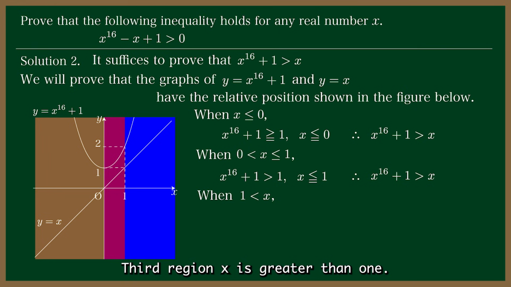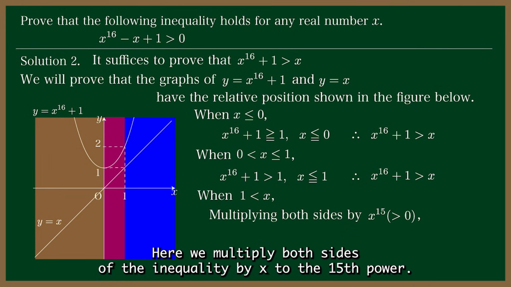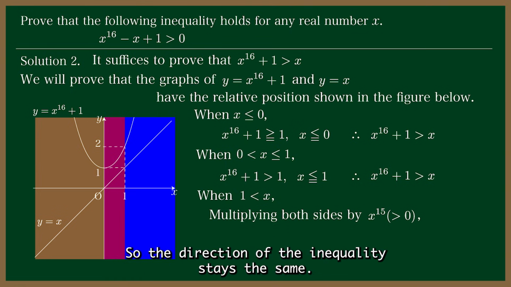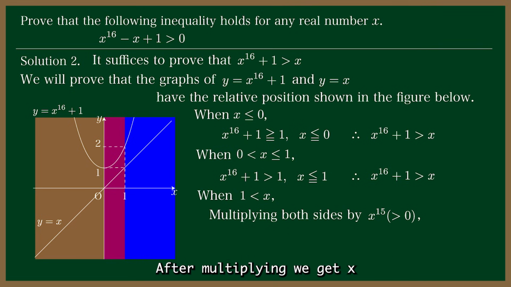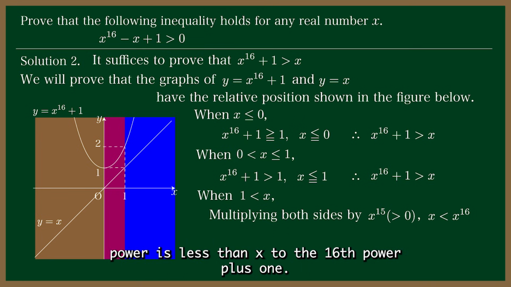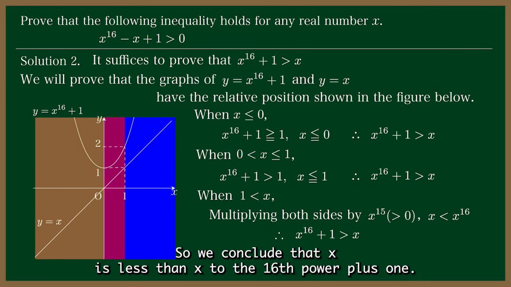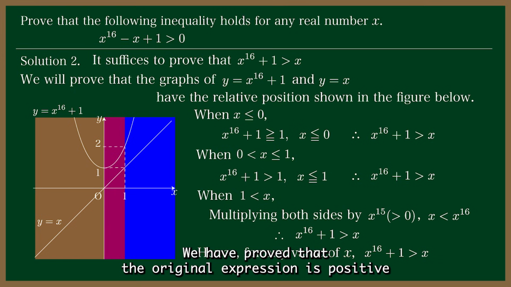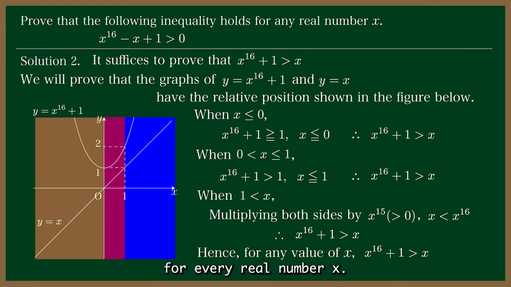Third region, x is greater than 1. Here we multiply both sides of the inequality by x to the 15th power. This number is positive, so the direction of the inequality stays the same. After multiplying, we get x is less than x to the 16th power, and clearly x to the 16th power is less than x to the 16th power plus 1. So we conclude that x is less than x to the 16th power plus 1. Since the inequality holds in all 3 regions, we have proved that the original expression is positive for every real number x.